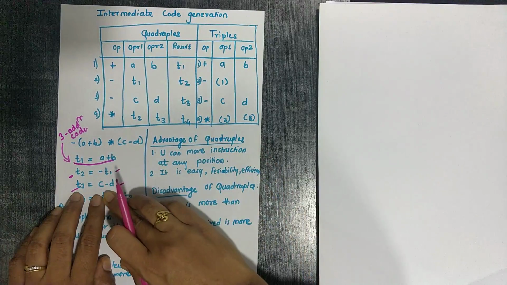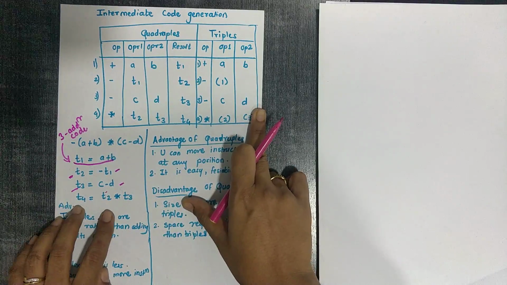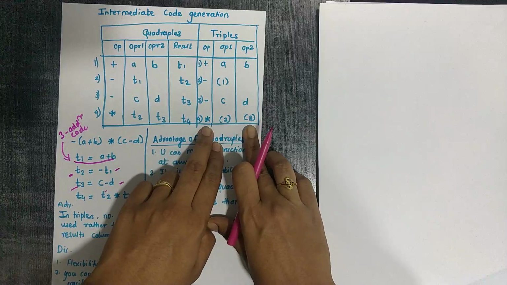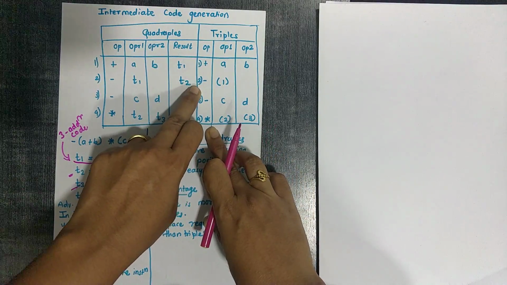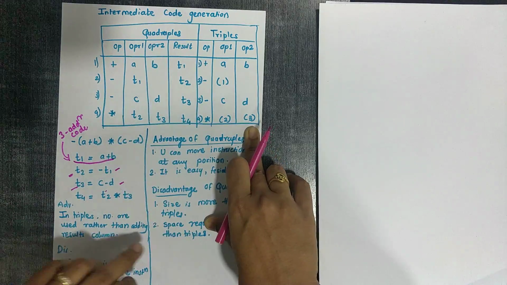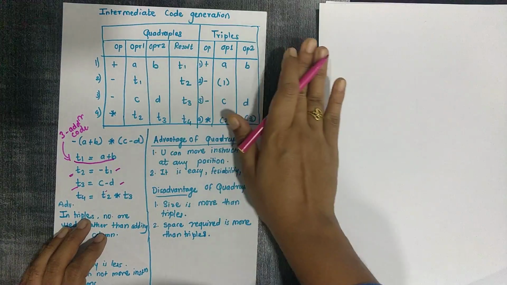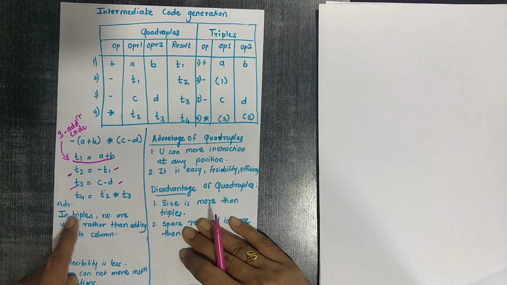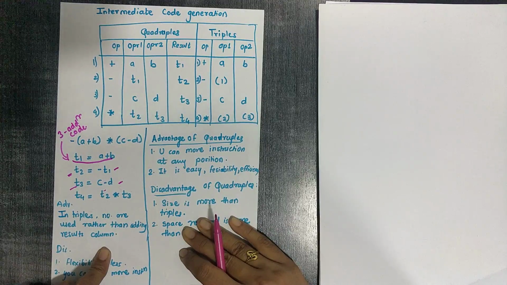So the third one is c minus d. Minus is operator, c and d are operands, and the last one is t4, t2 into t3. So what we are going to do now, we are going to multiply statement number 2 and statement number 3. Okay, that is the only difference between quadruples and triples. Here the result column is not available. That's why the advantage of triples is that numbers are used rather than adding a result column, right?